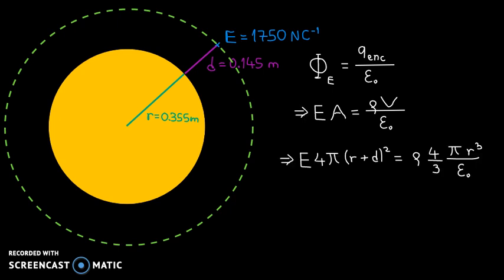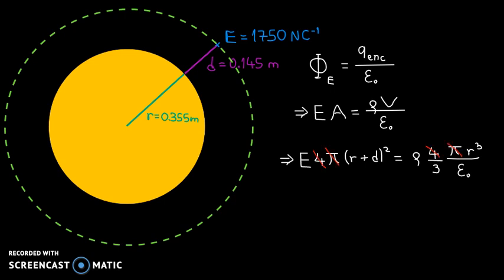Next, we substitute the formula for area and volume. Note that the radius of the Gaussian surface is r plus d, that's the radius of the insulating sphere plus distance d, whereas the radius of the insulating sphere is simply r.